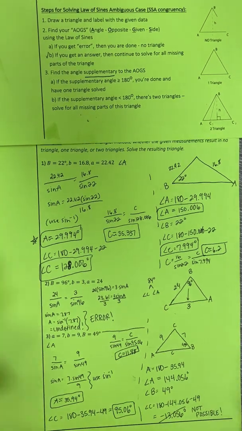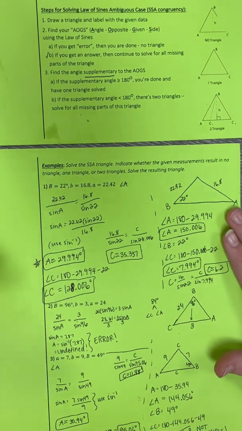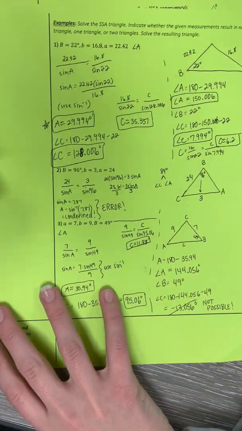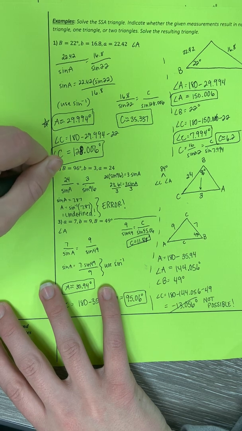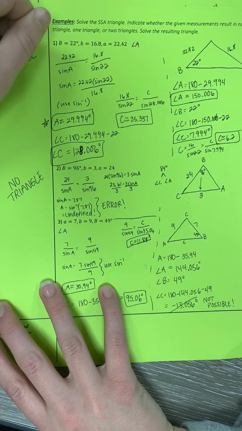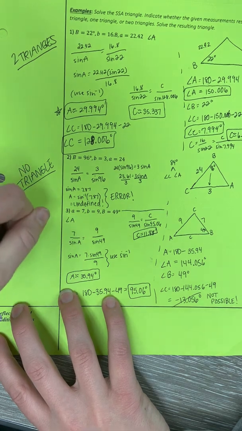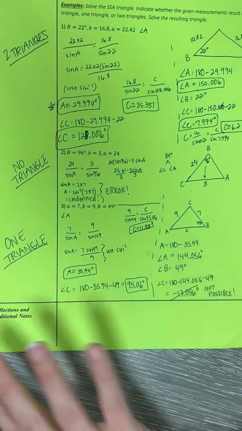So everything worked out. At some point, we would have seen something negative, something that does not exist, some sort of error in our calculations, and that never happened. So you have one example above, number 1, where we were able to solve for 2 complete triangles. And then we have number 2, which is where there was no triangle. And then number 3, where there was 1 triangle possible.